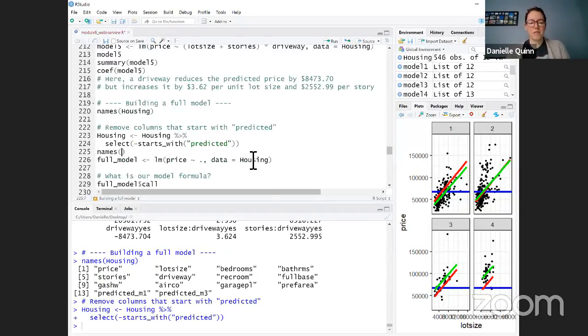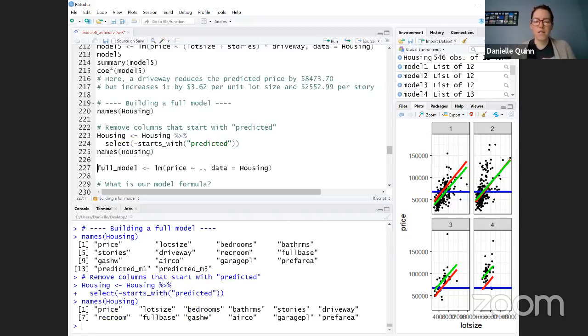Okay, so now if we looked at the names of housing, you would see that those are gone. We're back to just the predictors and the response variable. And so we can now build a full model. To build a full model, you'll notice that the function pretty much stays the same. The only thing that's different is here we're saying predict the price based on, and by putting a period there, we're saying base it on every other column in the data frame. Okay, so predict price based on everything else, and use the data found in the housing data frame.